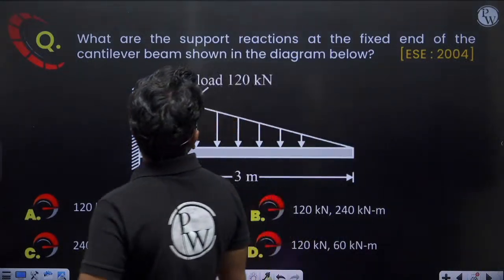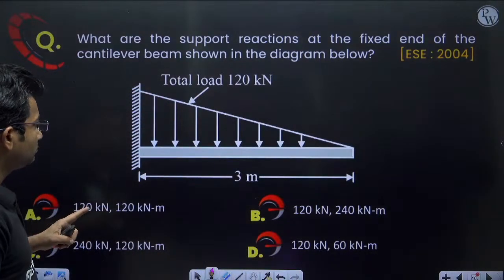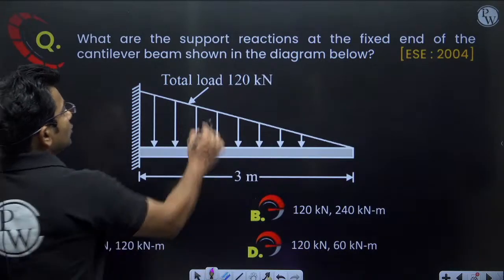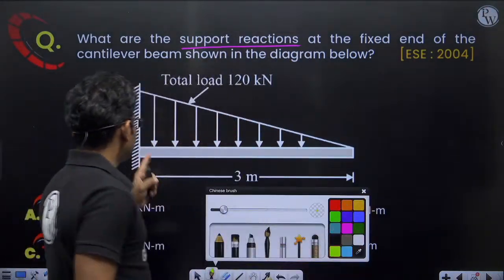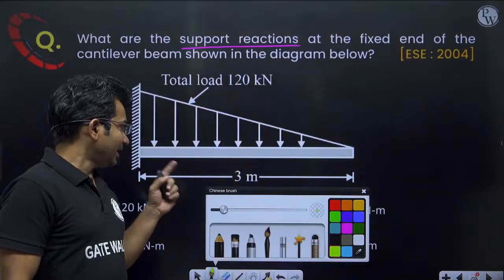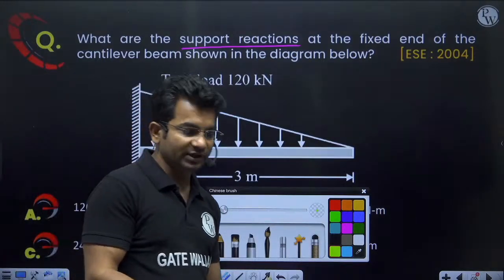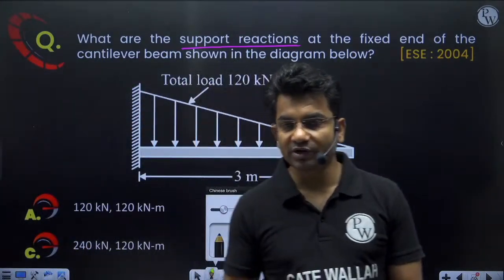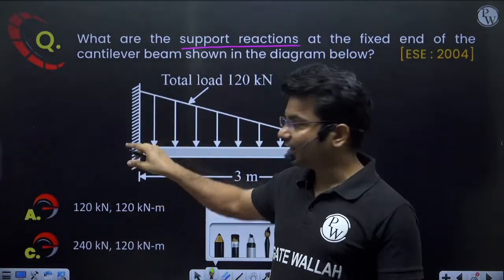What are the support reactions at the fixed end of the cantilever beam shown in the diagram below? Support reactions. So we have to find out the support reactions. At a fixed end, how many support reactions will be there? There can be 3 support reactions. What can be the 3 support reactions? Vertical reaction, horizontal reaction, and moment.